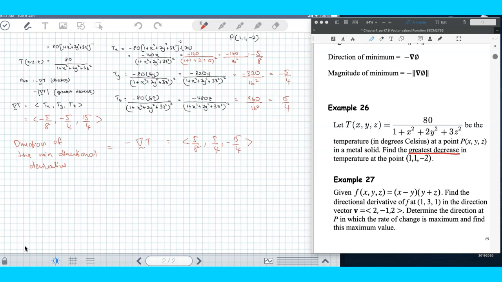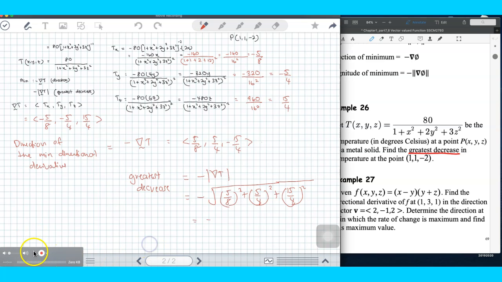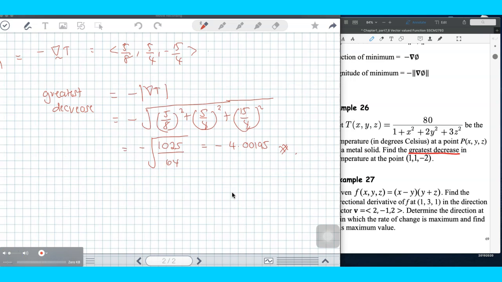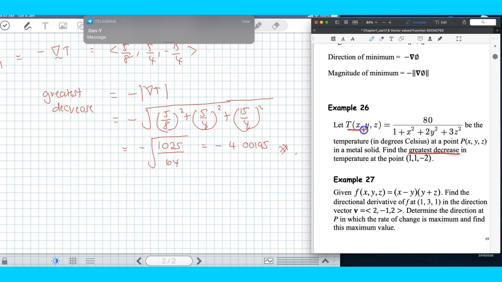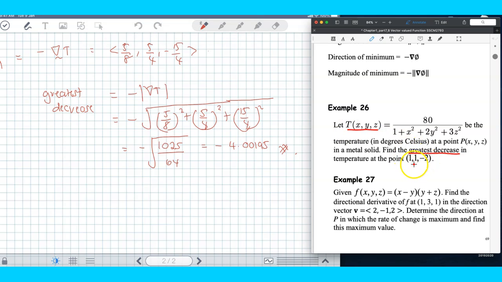Okay, but the magnitude, so the value of the greatest decrease is given by the negative of the magnitude. So the magnitude is the square root of 5 over 8 squared plus 5 over 4 squared plus 15 over 4 squared. Then this will give you, okay, so the answer in 5 decimal places is minus 4. So that is the minimum rate of change for the given temperature at the specific point 1, 1, minus 2.